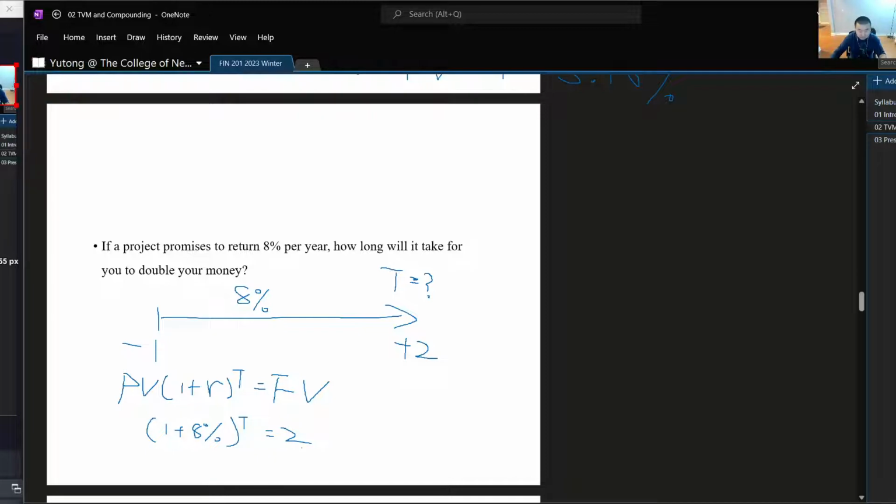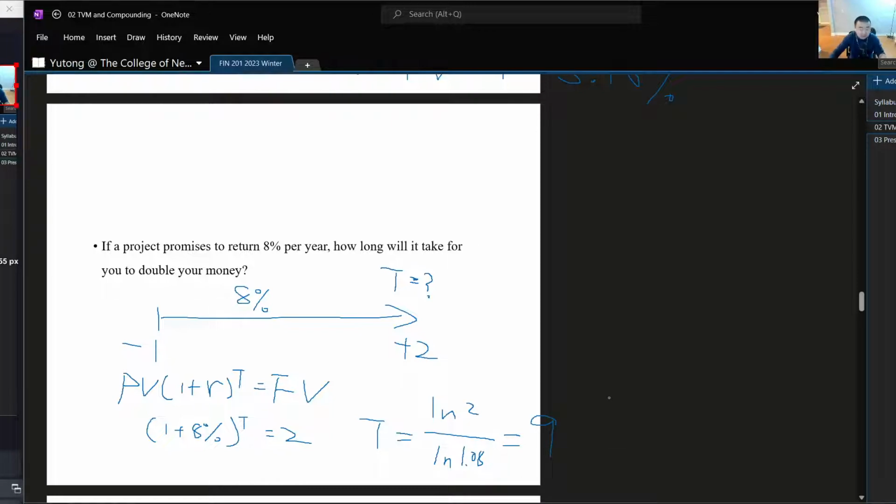Great, so you can solve it. How do you solve it? You can take the logarithm on both sides. If you log this, it becomes t times log 1.08. If you log this, this is 2, so t is basically log 2 divided by log 1.08. So that's basically it.